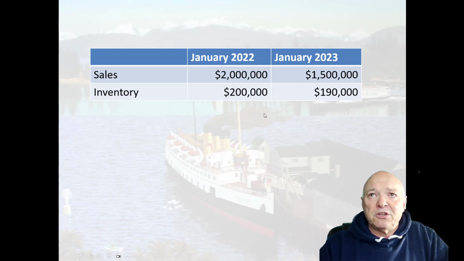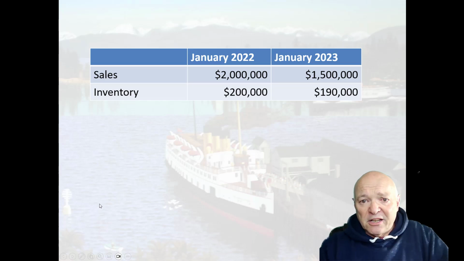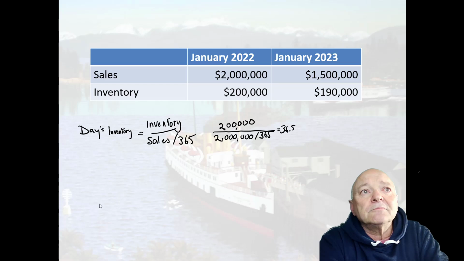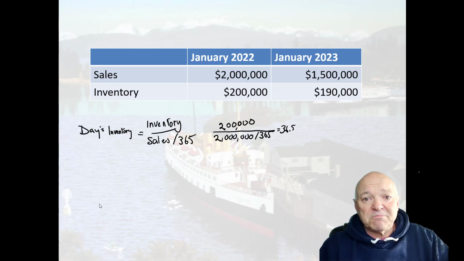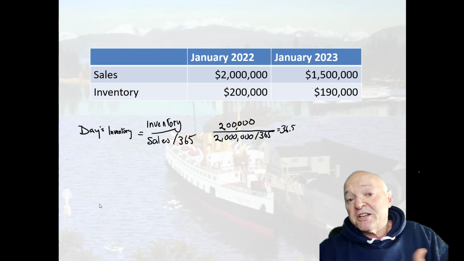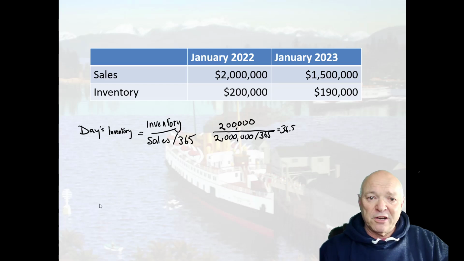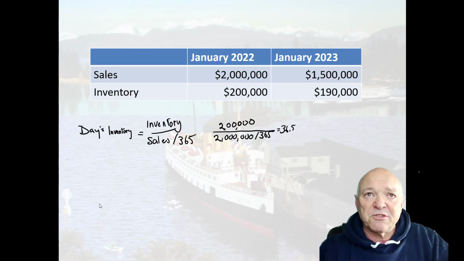Not an unusual number. If we calculate that for the next year, we had 190,000 in inventory over 1.5 million in sales divided by 365. So we see a substantial increase in our days ratios. They've gone up by 10 days. That makes sense because we have just about as much inventory, but only about 75% as much in sales.